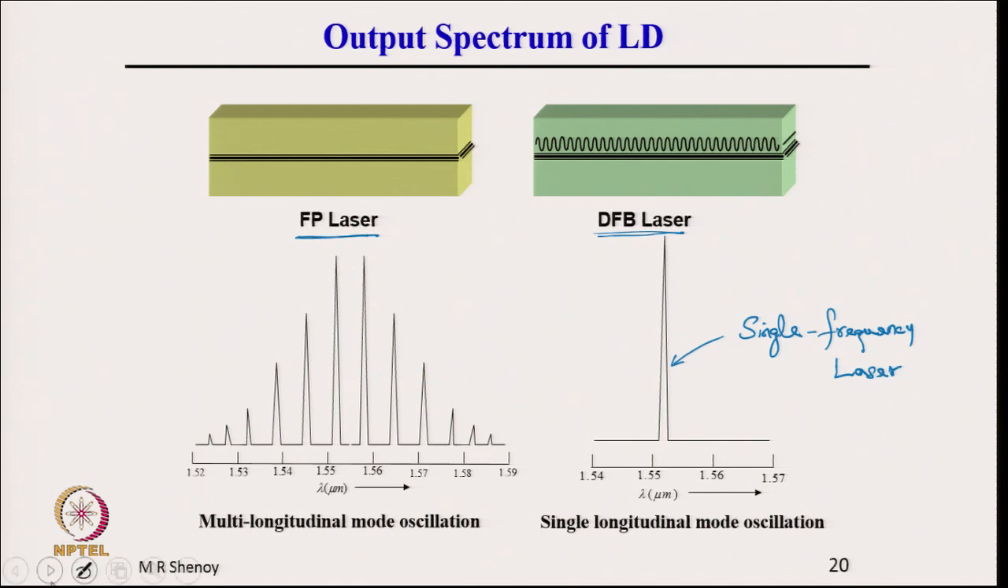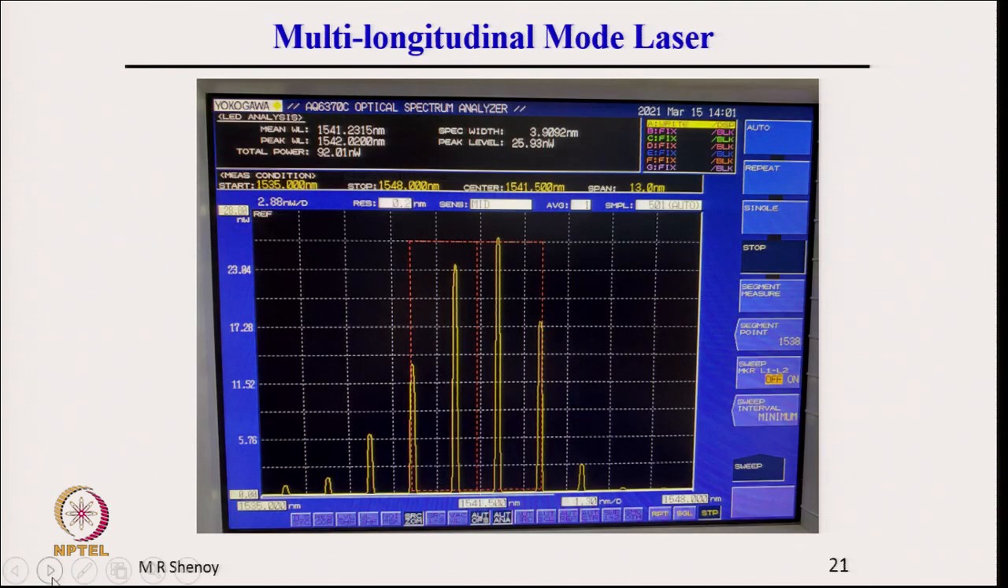So, I decided that we should have a diagram of this. What is shown here is the actual diagram of the output of a multi-longitudinal mode semiconductor laser, which oscillates in several longitudinal modes. It may be interesting to see that it is just today that we have recorded this, and the data written here tells the peak wavelength, the average wavelength, the total power, and the overall width. The width is about 3.9 nanometer.